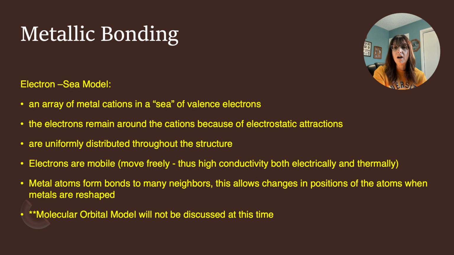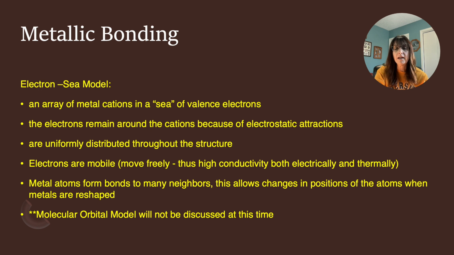Let's wrap up our discussion on metallic bonding. Remember, it's an electron sea model. There is an array of metal cations in a sea of valence electrons. So you can think of these positive nuclei, and you've just got the sea of negativity just floating around it. The electrons remain around the cations because they're attracted to them. They are uniformly distributed, so you're not going to find a bunch of electrons in one location more so than another. The electrons are very mobile. They move freely. This is why they conduct both heat and electricity so well.